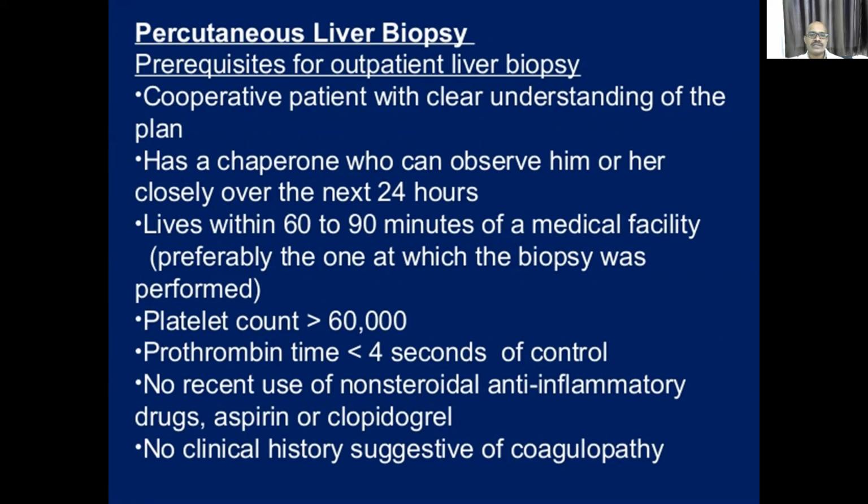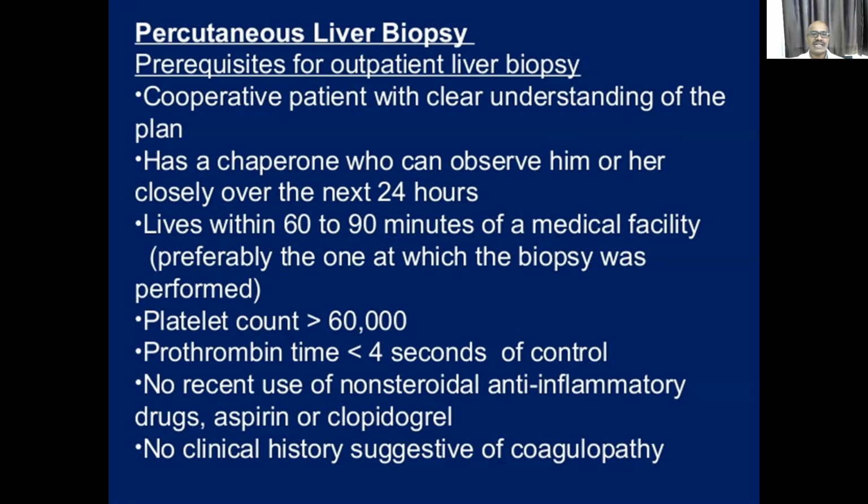The other one is that there should not be any extrahepatic biliary obstruction. If there is an extrahepatic biliary obstruction, there is a risk of puncturing the bile duct and a risk of biliary peritonitis. So the prerequisites are, one, the patient should be cooperative, and two, there should not be any extrahepatic biliary obstruction. If there is, the bile ducts are dilated, and there is a risk of puncturing the bile ducts and of biliary peritonitis.